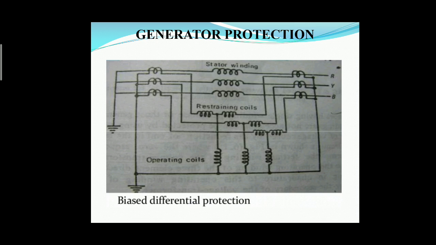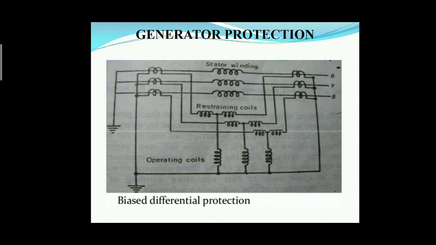In that case, we are using two torques, that is the operating coil and the restraining coil. Normally in the case of this operating coil, during internal faults in the winding of the stator, the torque produced by the resistance will be ineffective.